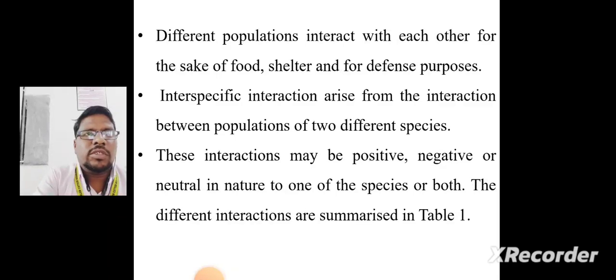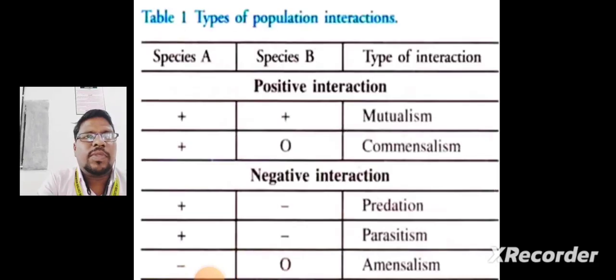Different populations interact with each other for the sake of food, shelter, and for different purposes. Interspecific interactions arise from the interaction between the populations of two different species. These interactions may be positive, negative, or neutral in nature to one of the species or both. The different interactions are summarized in the table.